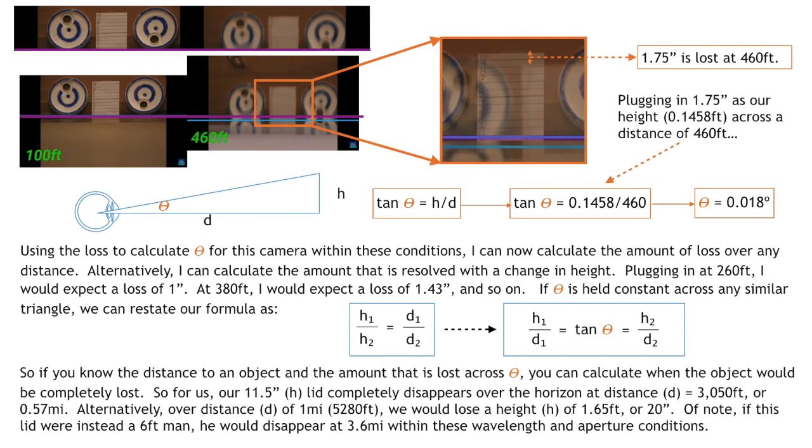So if you know the distance to an object and the amount that is lost across theta, you can calculate when the object would be completely lost. So for us, our 11.5 inch height lid completely disappears over the horizon at a distance of 3,050 feet, or 0.57, half a mile, give or take. Alternatively, over a distance d of 1 mile, 5,280 feet, we would lose a height of 1.65 feet or 20 inches. Of note, if this lid were instead a 6-foot man, he would disappear at 3.6 miles within these wavelength and aperture conditions.